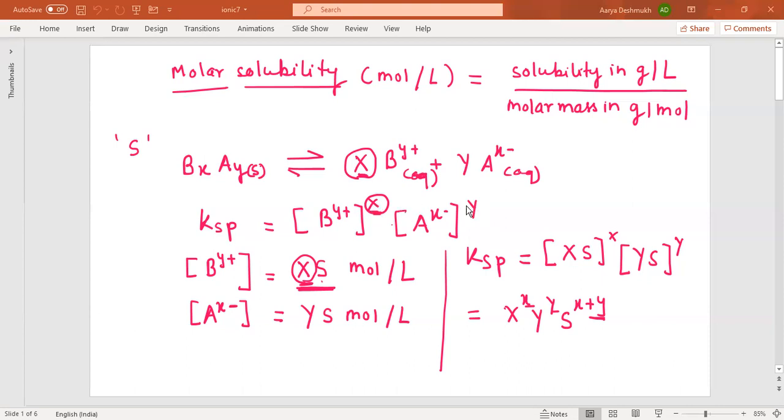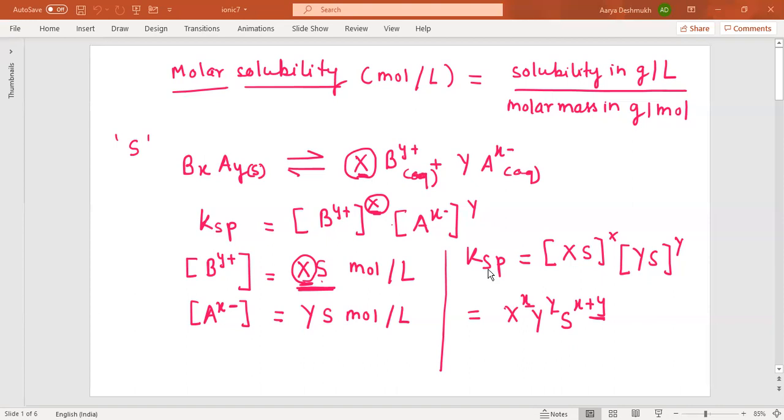Remember, x and y are the stoichiometric coefficients for the dissociation of the salt. And what are the small x and small y in the charges? These are the charges on the ions which are dissociated from the salt. So the concentration of B^(y+) will be equal to x into S moles per liter, the stoichiometric coefficient multiplied by solubility. So this will give you moles per liter. The concentration of A^(x-) will be equal to y into S moles per liter.